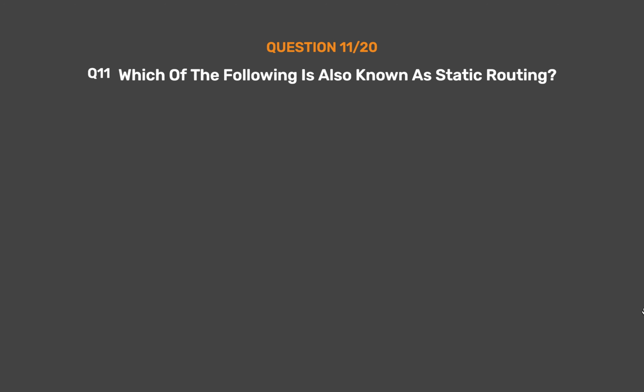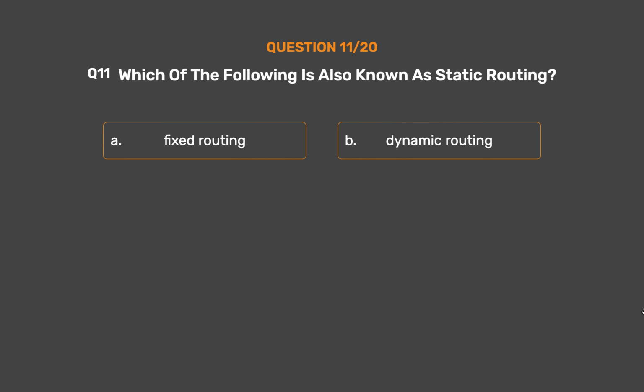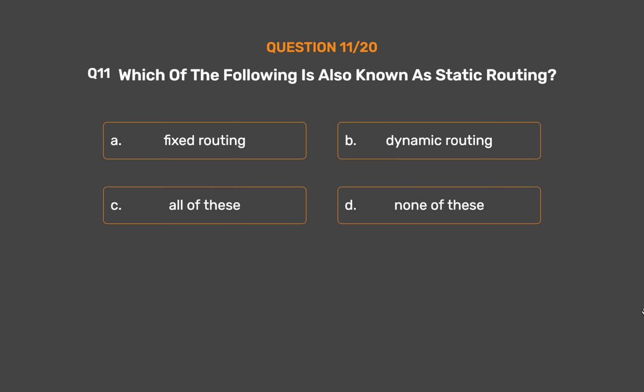Question number 11. Which of the following is also known as static routing? Option A, fixed routing. Option B, dynamic routing. Option C, all of these. Option D, none of these.